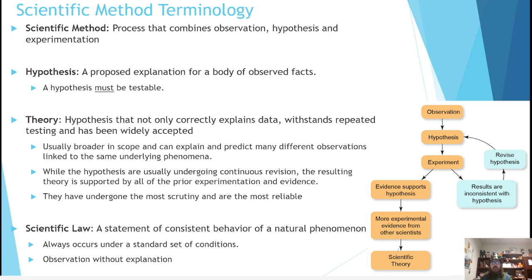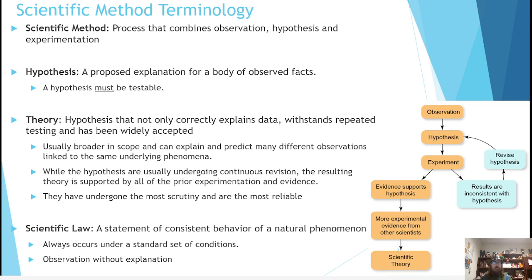Now, this is completely independent of what's called a scientific law. A law is simply a statement of consistent behavior of a natural phenomenon. The theory is an explanation, the law is just a statement of fact. A statement of fact that always occurs under a standard set of conditions. It's saying if I drop two objects from the top of a tall tower, regardless of their mass, as long as we can neglect the air friction, they will hit the ground at the exact same moment.